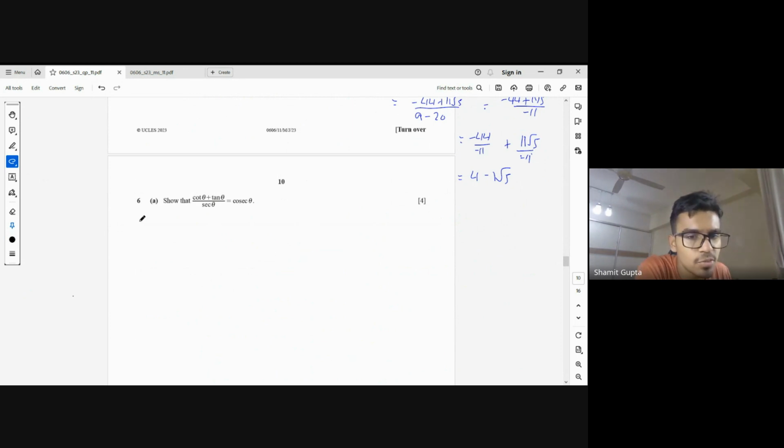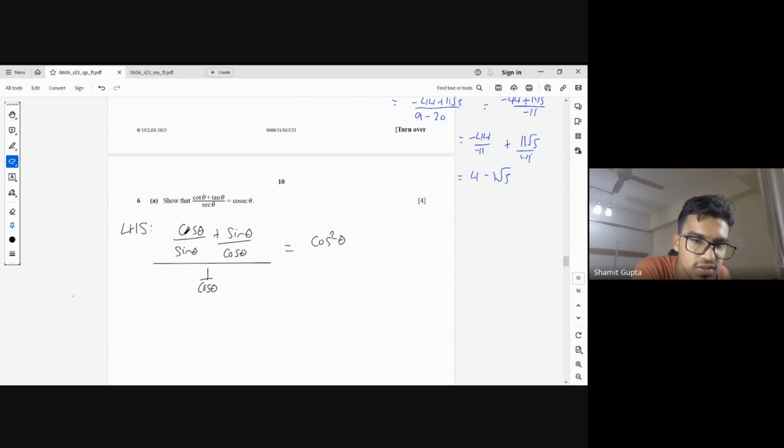Okay, proving identities. For proving identities, literally just go with the flow. I'm just going to do the first thing which comes to my mind. So I'm going to write cot theta as cos theta over sin theta plus sin theta over cos theta, over 1 over cos theta. So now the numerator, I'm going to make the fraction the same. I have to multiply this by cos theta and this by sin theta to make the fraction the same.